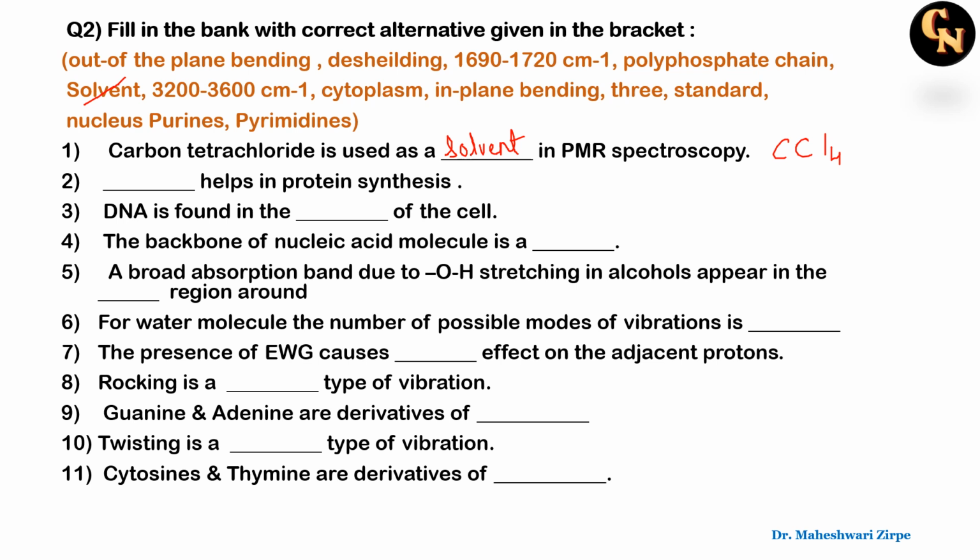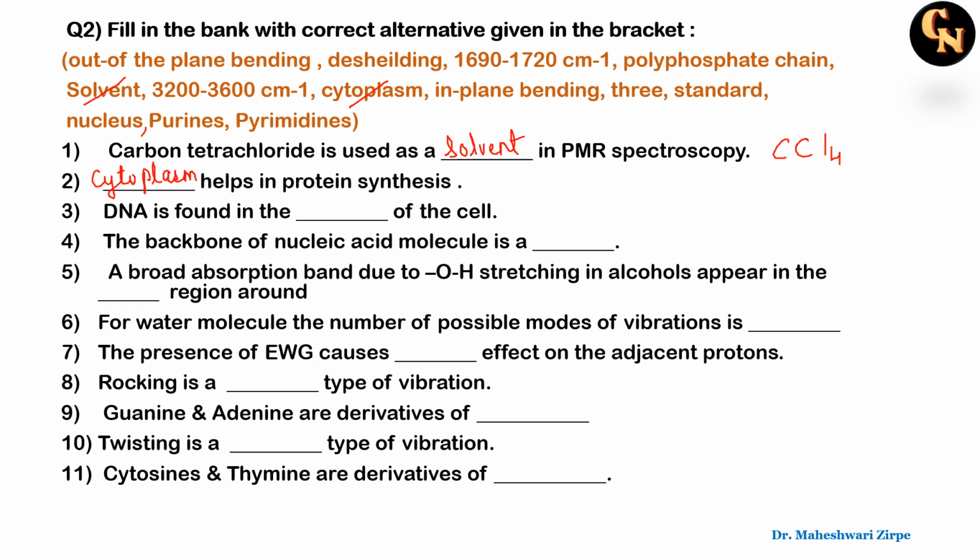Then there is one more IR value, cytoplasm. Yes, cytoplasm is the correct option. So let us cut it from here and write it here. Cytoplasm helps in protein synthesis. Then DNA is found in the dash of the cell. So DNA is actually found in the nucleus of the cell.